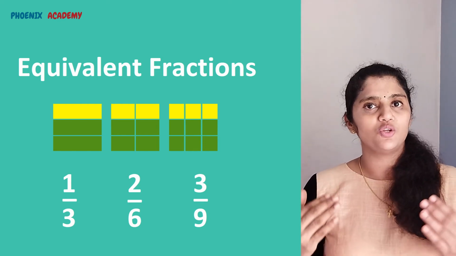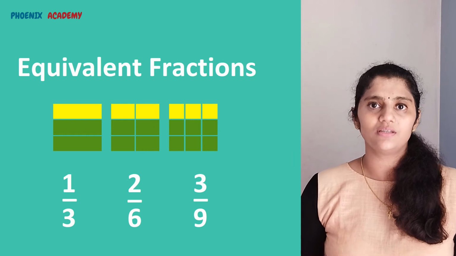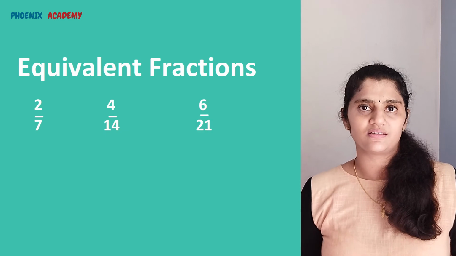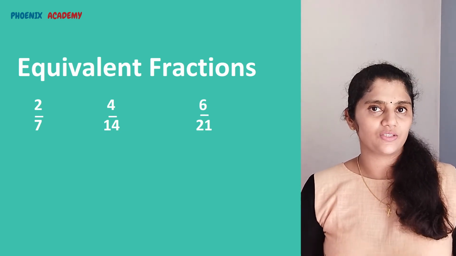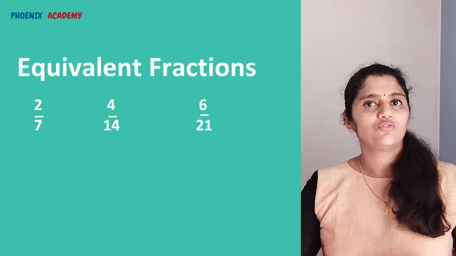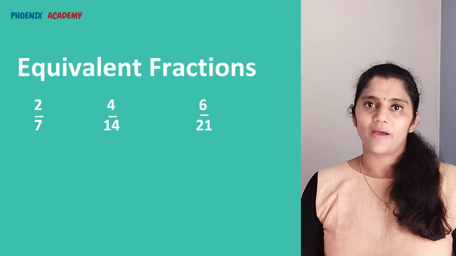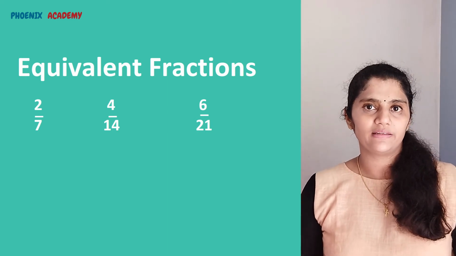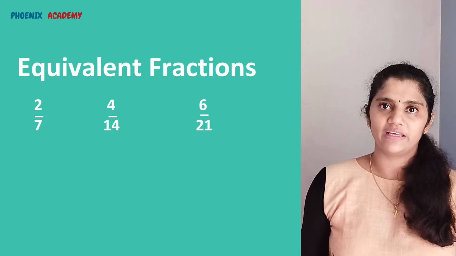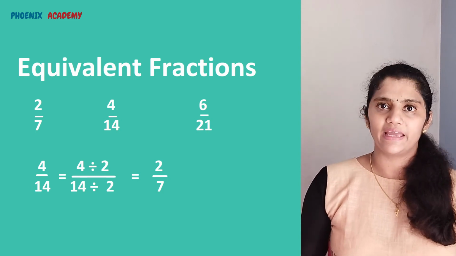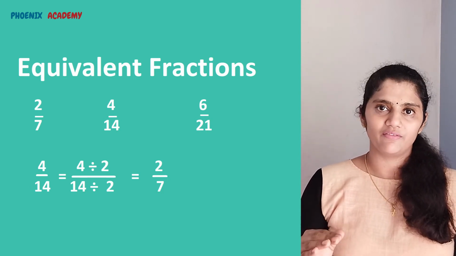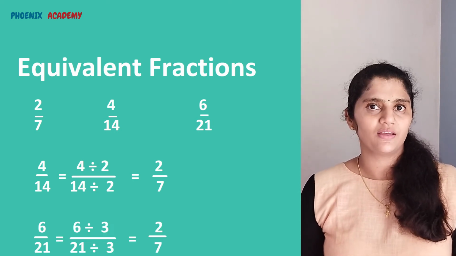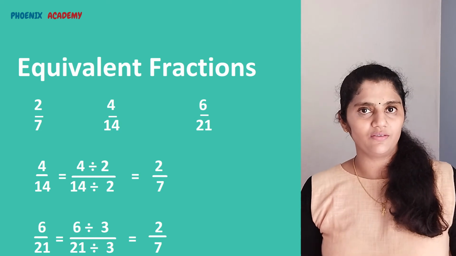When we multiply the numerator and denominator of a fraction with the same non-zero number, we will get its equivalent fractions. Observe the following fractions. 2 by 7, 4 by 14, 6 by 21. 4 by 14, we will divide numerator and denominator by 2. We will get 2 by 7. Again 6 by 21, we will divide the numerator and denominator by 3. We will get 2 by 7. These 3 are also equivalent fractions.